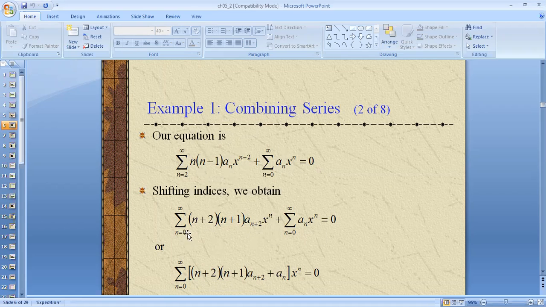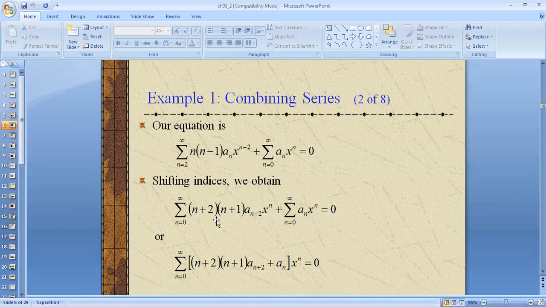Now take common. We have shifted indices actually, so n equals 0 to infinity, we get (n plus 2)(n plus 1) a n plus 2 plus this n a n, and x to the n is common here.